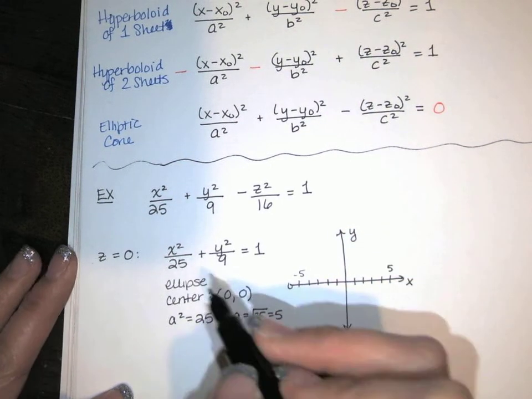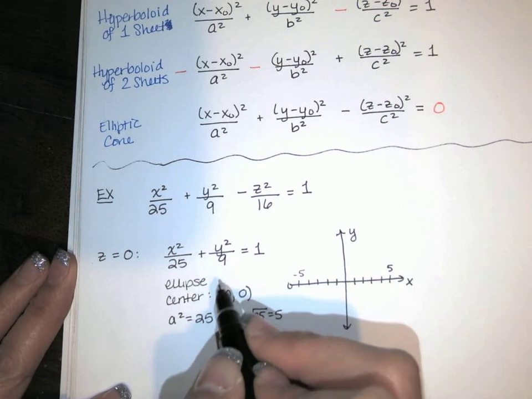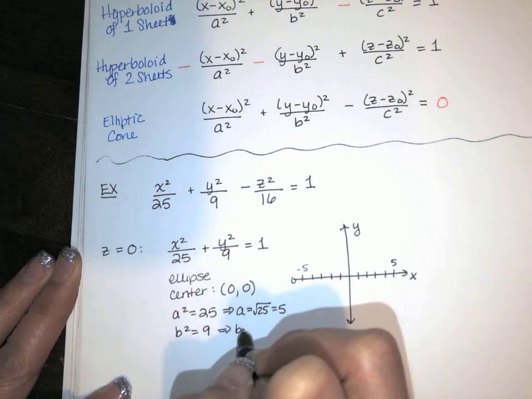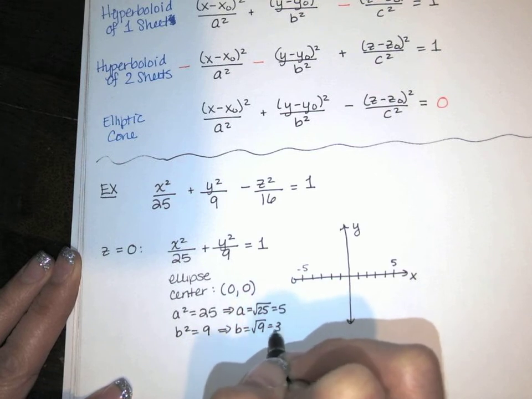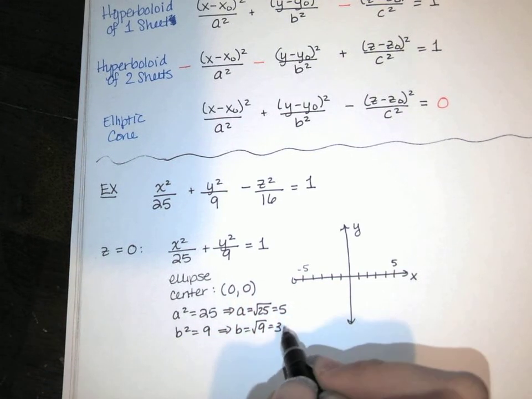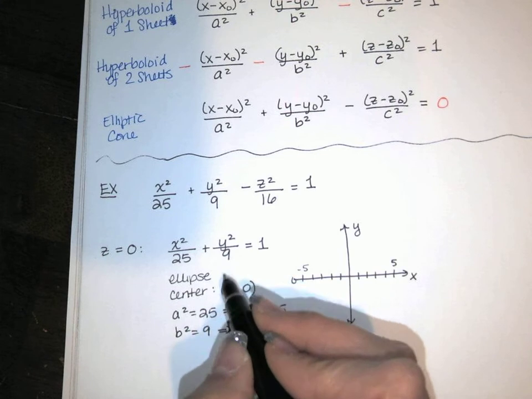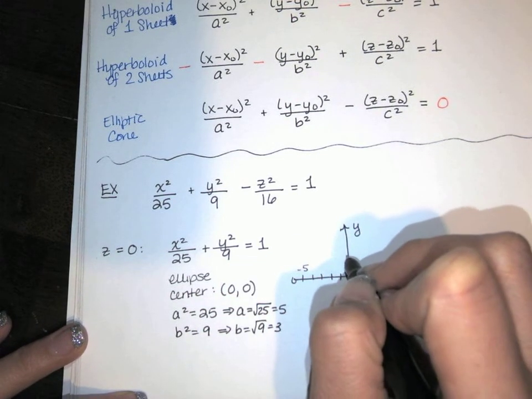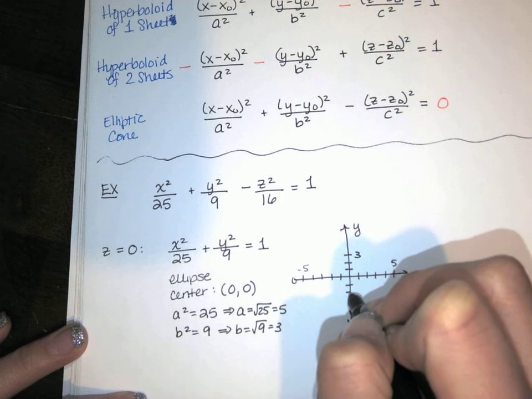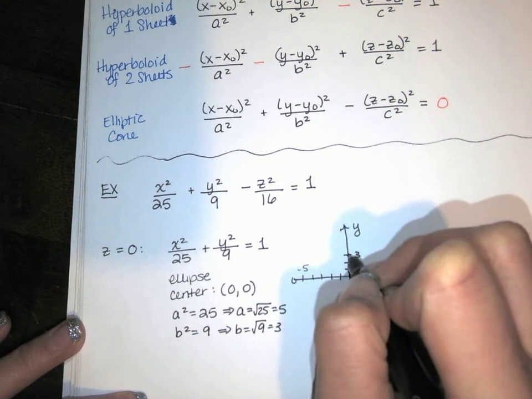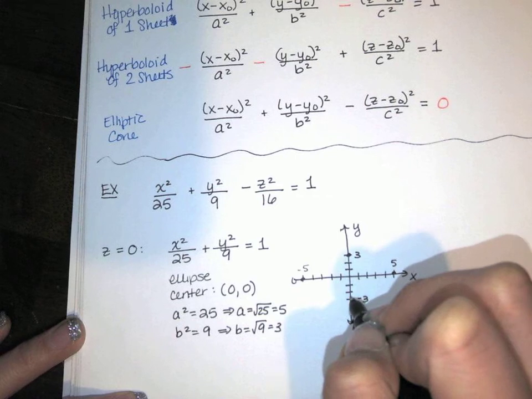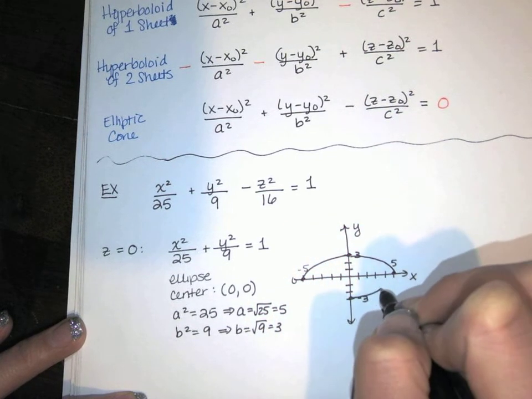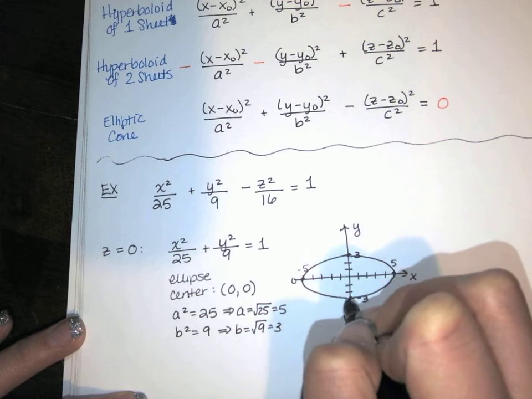Okay, similarly, my b squared, that's the other one. The smaller of those two numbers is called b squared. Take the square root of that, and we get 3. Since the b squared, that's 3 squared, is under the y, we're going to go plus and minus 3 units in the y direction. So go up 3 and down 3. And these are points on our ellipse. So we're just going to connect those with a smooth curve. Easy breezy.